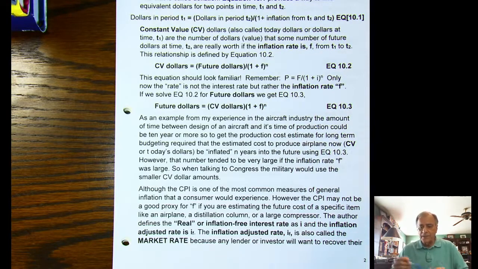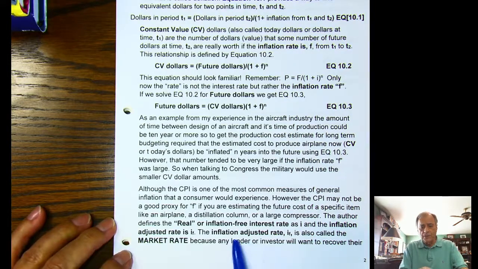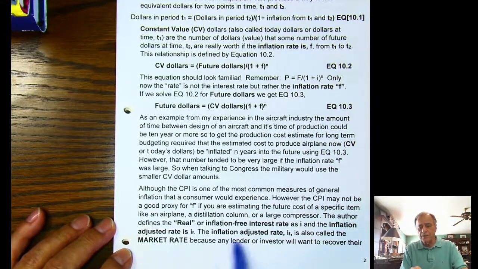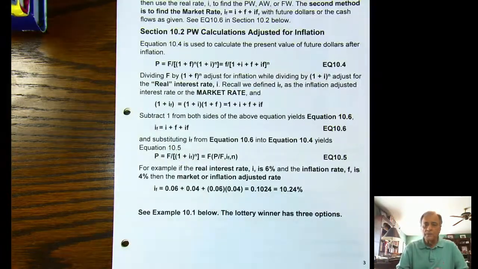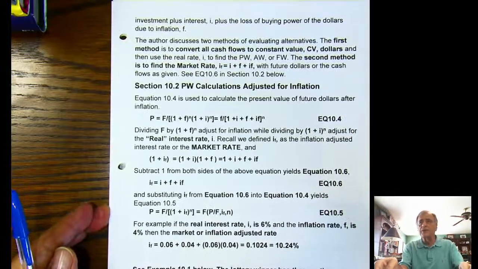Well, there's another rate that we call the inflation-adjusted rate, which is I sub F. So the I sub F includes inflation. And this is also called the market rate. That's the most common term to use. Inflation-adjusted rate, market rate is I sub F, okay? And that rate includes both the increase in price due to inflation plus the increase due to time and the interest rate, I. So we'll talk about that relationship here and some other equations.